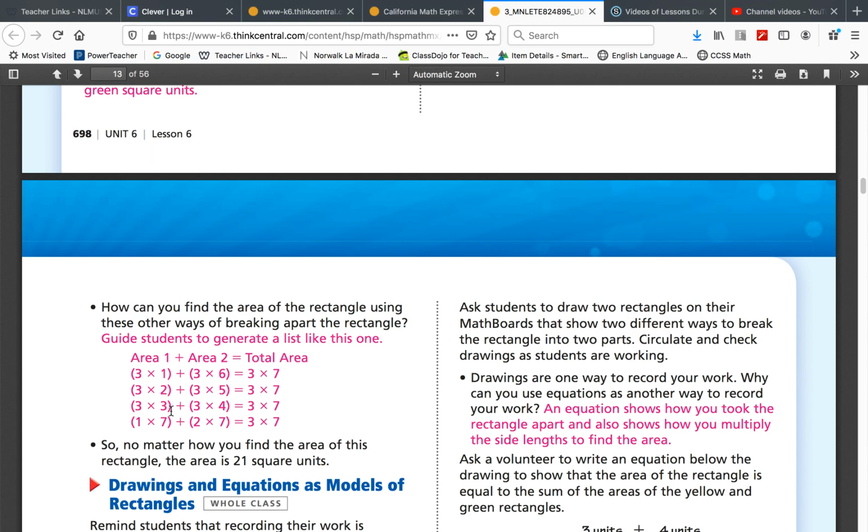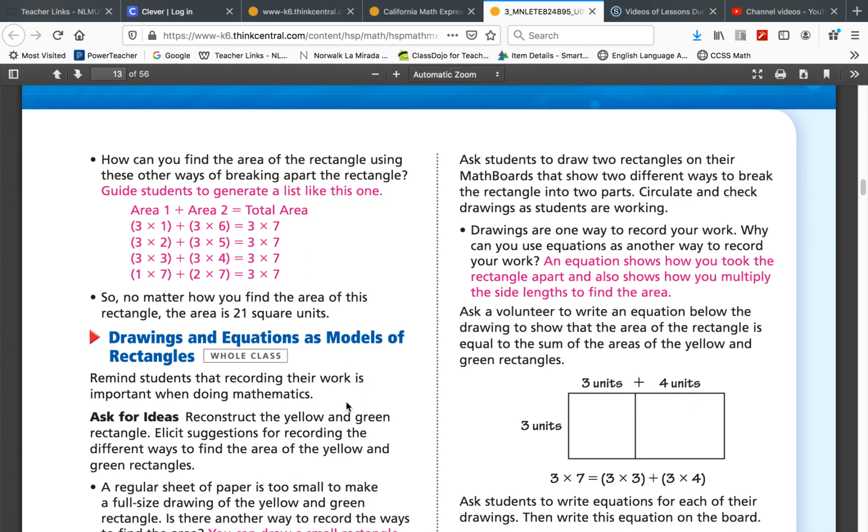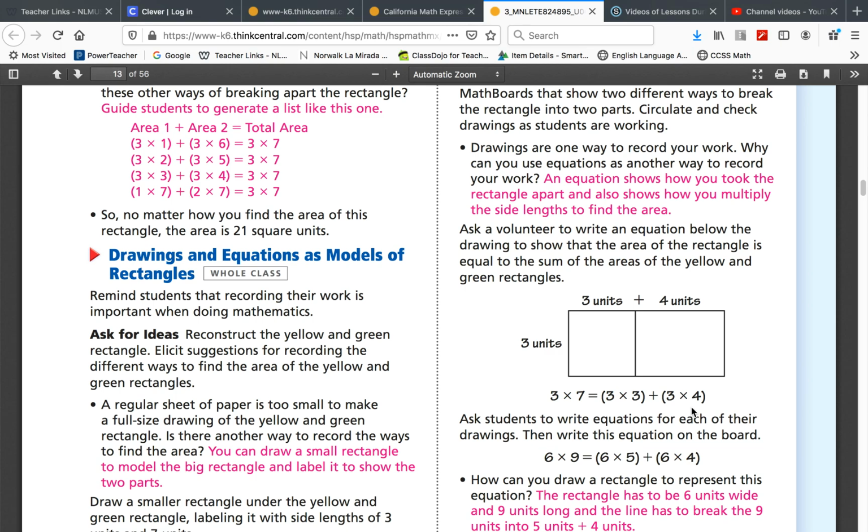3 rows of 3 plus 3 rows of 4 is the same as 3 times 7 because 3 plus 4 does equal 7. Or 1 row of 7 plus 2 rows of 7 is the same as 3 rows of 7 because 1 plus 2 equals 3. I know it sounds a little bit strange. This is how you would write one equation for 3 rows of 3 plus 3 rows of 4.